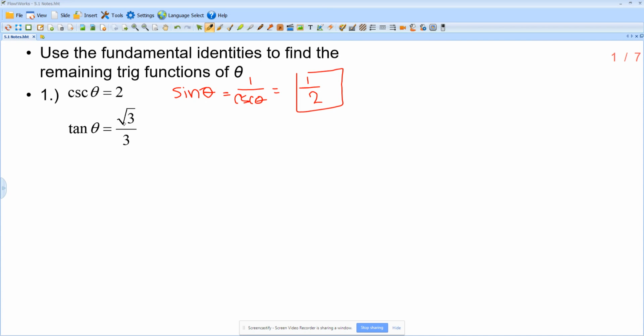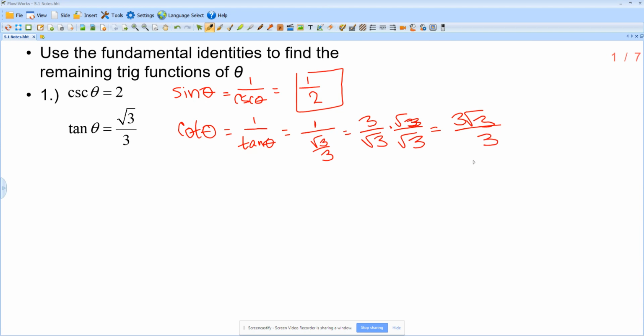The tangent of theta is root 3 over 3. That means that the cotangent of theta is equal to, and again, that's 1 over tangent theta. 1 over tangent theta is going to give me 1 over root 3 over 3, which is 3 over root 3. And when you rationalize that, you get 3 root 3 over 3, which is root 3. That's sort of a longer process than what you'd necessarily need to do, but I tried to show every step there.